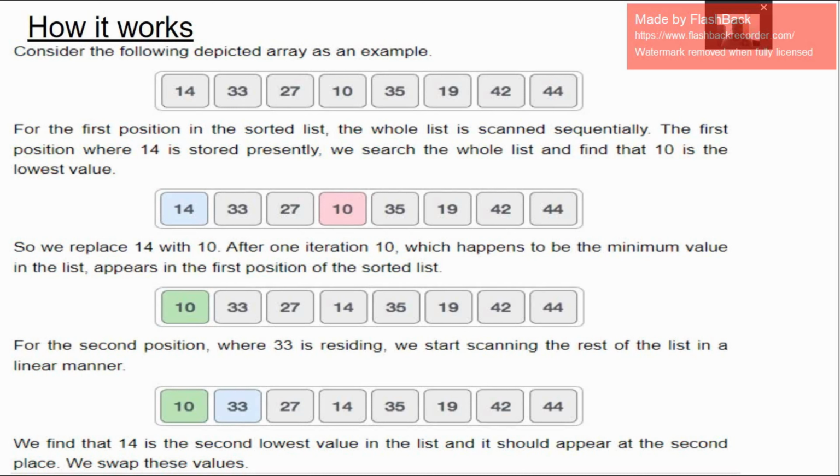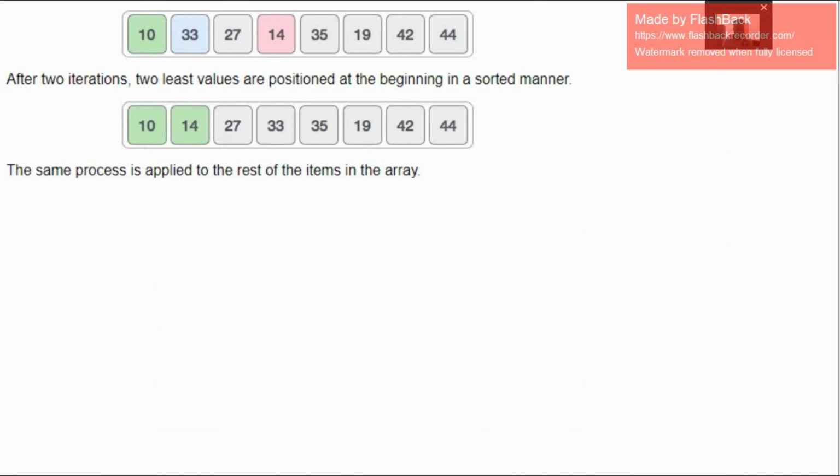We find that 14 is the second lowest value, so as you can see in the list, it should appear at the second place, right? We swap the values 33 and 14. Then next, after 2 iterations, the lowest values are positioned at the beginning in a sorted manner.